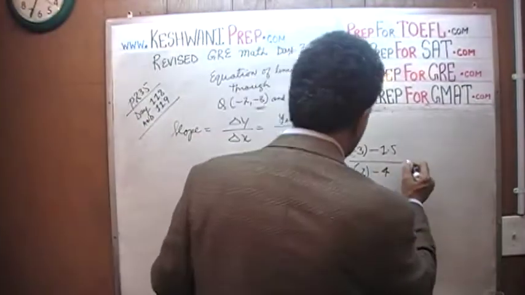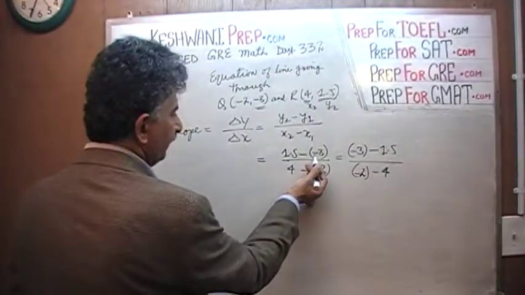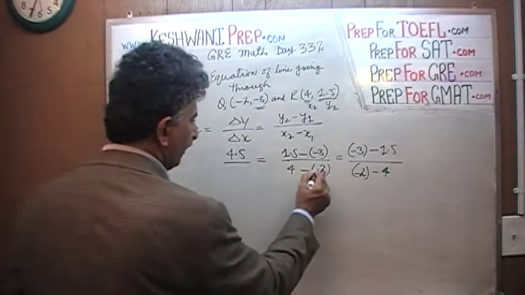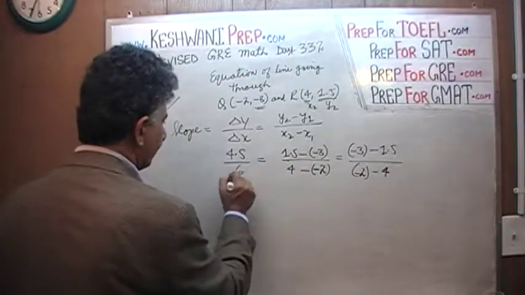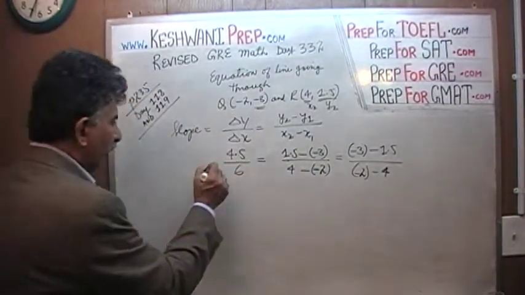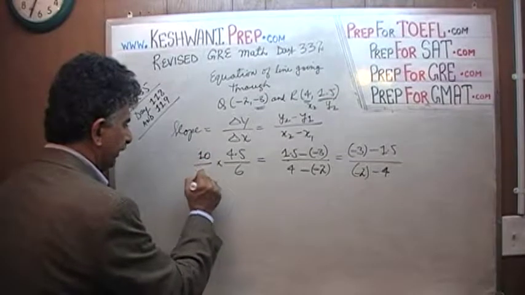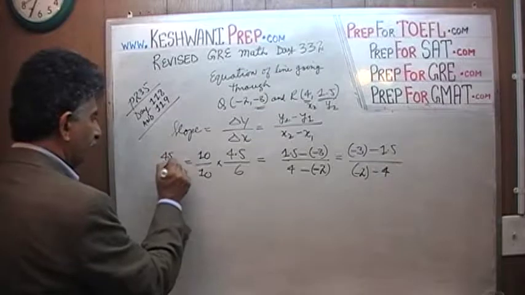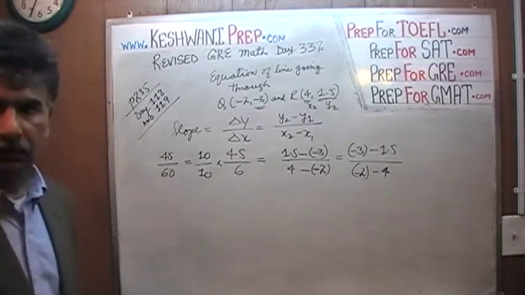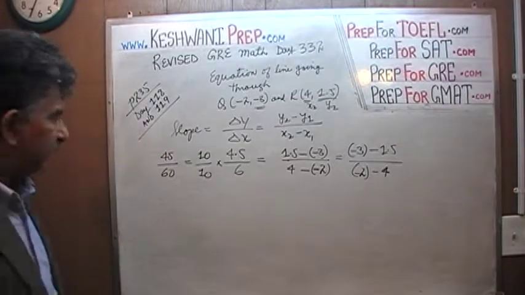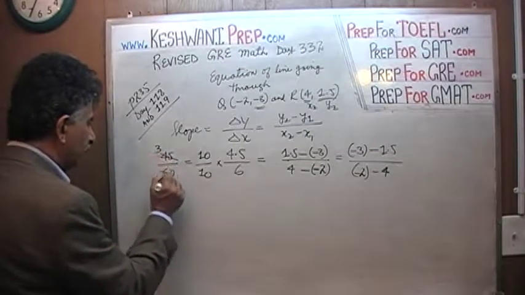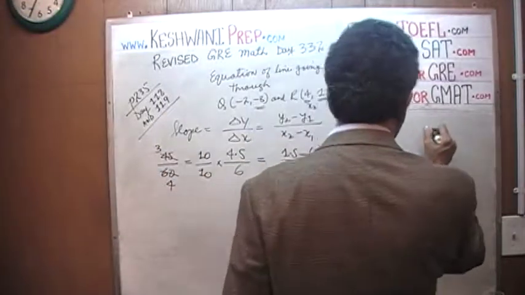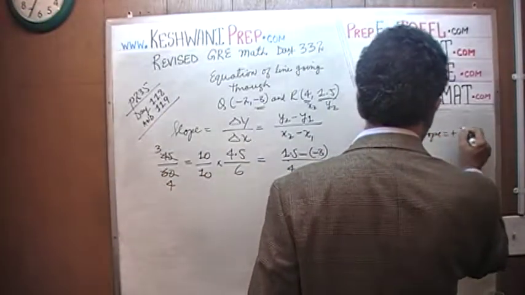So anyway, this is going to give us 1.5 plus 3, which is 4.5, and here we're going to get 4 minus a -2, which is 6. Multiply the top and bottom by 10, so that we don't have to deal with the decimals, and that ends up with 45 over 60. Divide top and bottom by 15, and we end up with 3 over 4. There you go, that's our slope. Let's make a note of it here. Our slope equals positive 3/4.